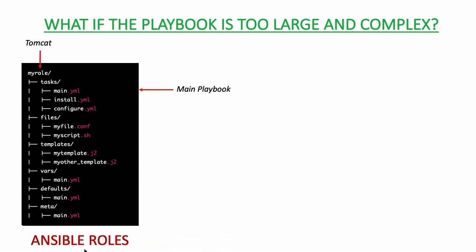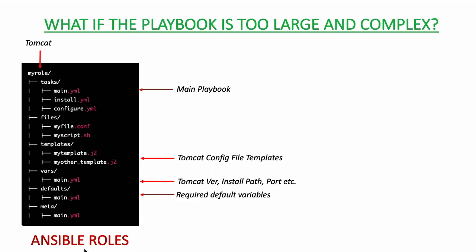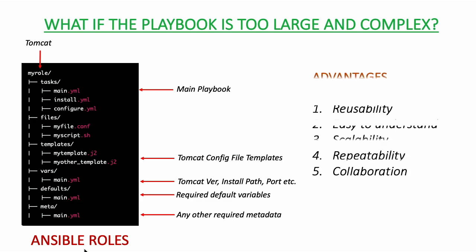For example, this main.yaml is a main playbook. The main.yaml file in the vars directory contains details such as Tomcat version to be installed, port details, installation path, etc. Any other required default variables are defined in here. The Tomcat configuration parameters are defined in these Jinja 2 templates, and any other required parameters are defined in here. So this distribution makes the entire playbook much cleaner and simpler. And so roles provide us with the following advantages, which are pretty straightforward to understand.